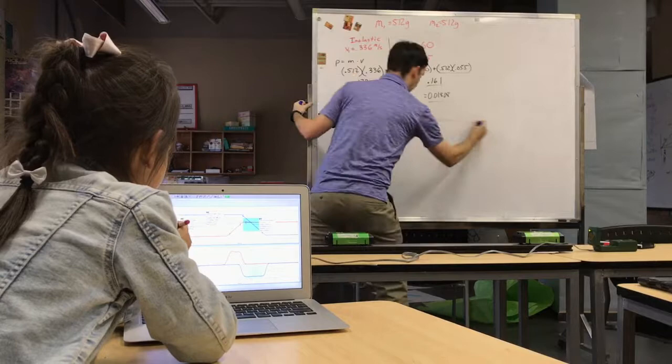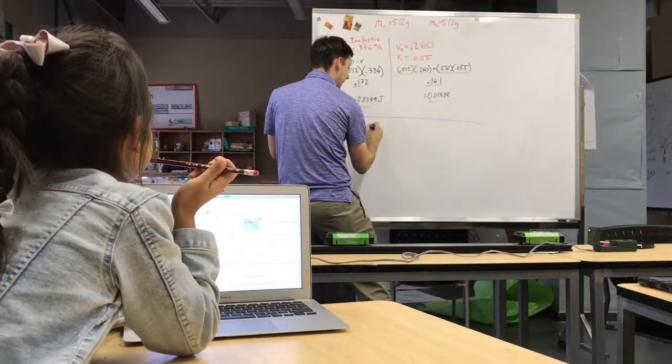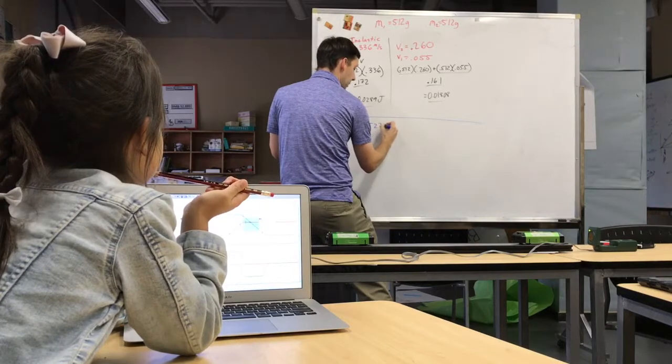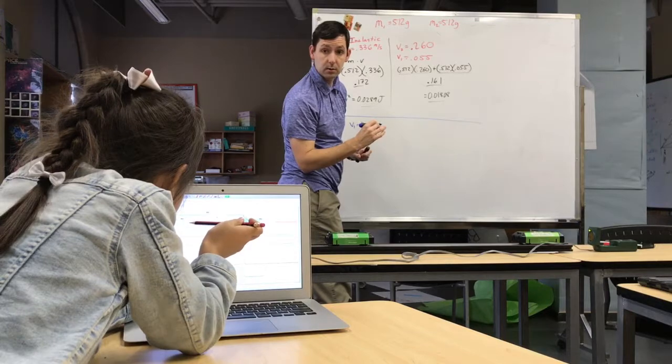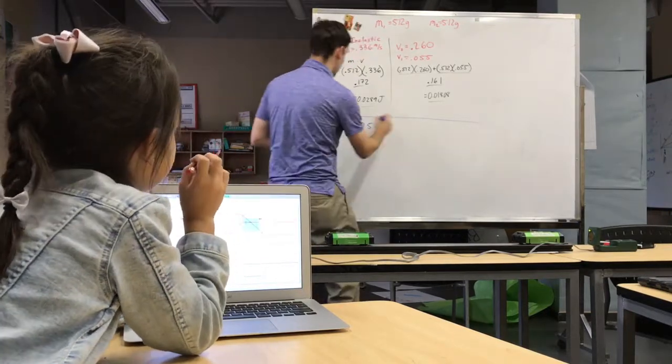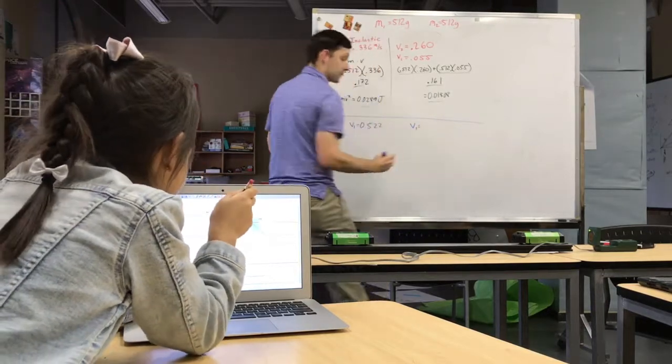0.5223 millimeters. Okay, so this is the velocity of the first cart, which was 0.5223. Yeah. Okay, so 522. All right, and then the next one was the velocity of the first cart after the collision.